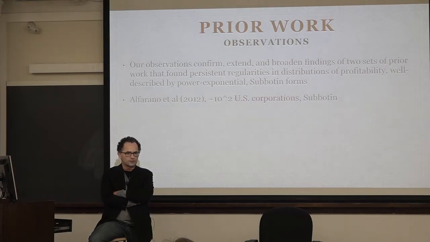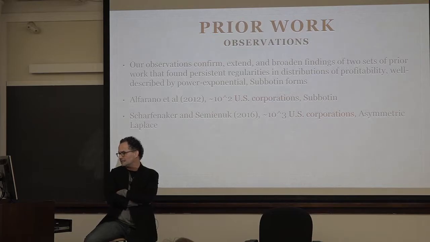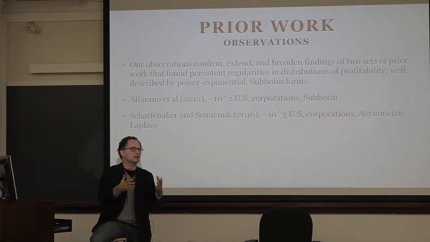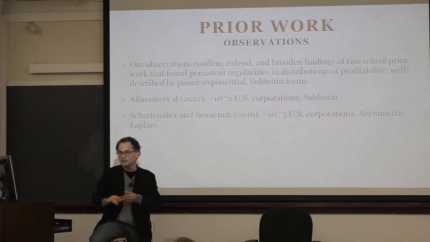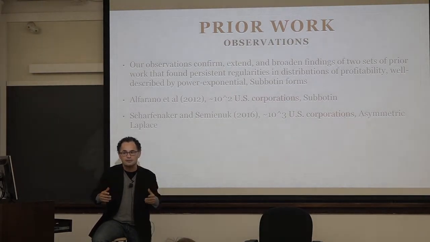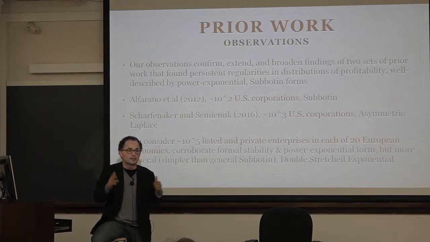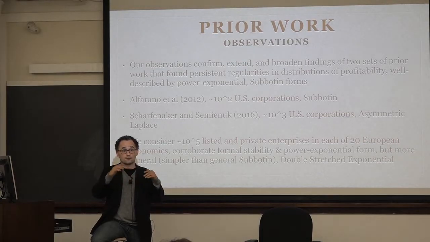It's a power exponential. This was followed by the work of Scharfenacker and Semieniuk, 2016, with significantly greater sampling of US non-financial corporations, 10 to the 3. And they find strong evidence supporting a particular member of the subbotin family, the asymmetric Laplace, right? What we're finding is very much in this line of findings. The advantage that this study has is that we considered a lot more firms across many, many other countries.